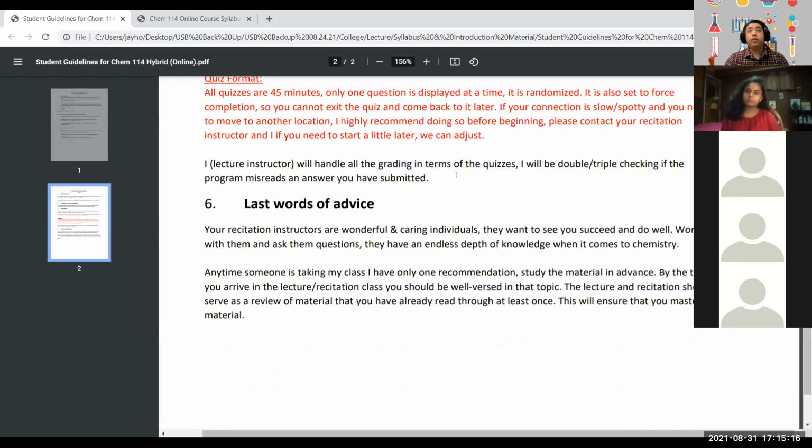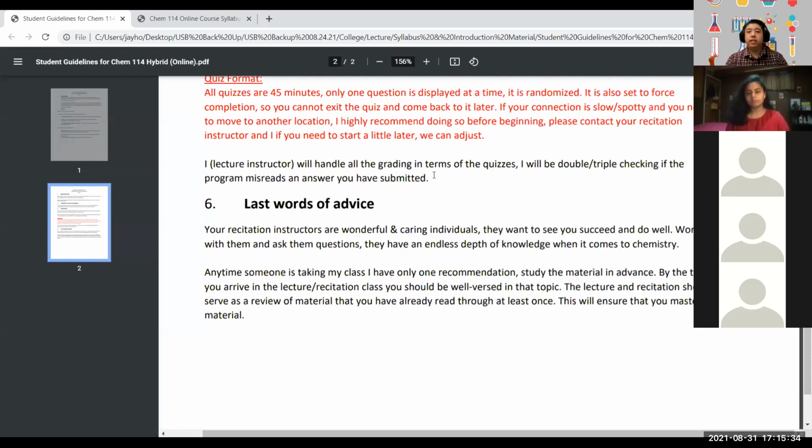So I will handle all the gradings for your quizzes. I prefer to try to finish everything within the week. Sometimes I'm not able to, because there's some people who have it scheduled for later, whatever the reason is. So give it about a week, at maximum 2 weeks, and I'll have it all graded, okay?